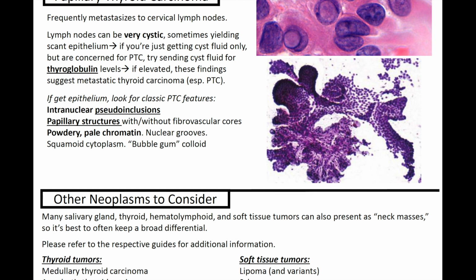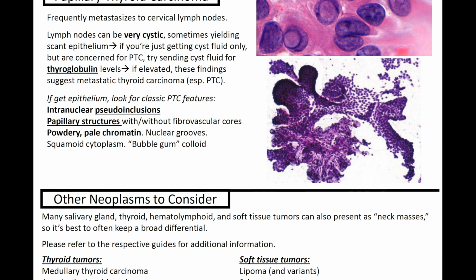And lymph nodes can be very cystic, sometimes yielding scant epithelium. If you're just getting cyst fluid only but are concerned for PTC, try sending the cyst fluid for thyroglobulin levels. And if thyroglobulin is elevated, these findings suggest metastatic thyroid carcinoma, especially papillary thyroid carcinoma.